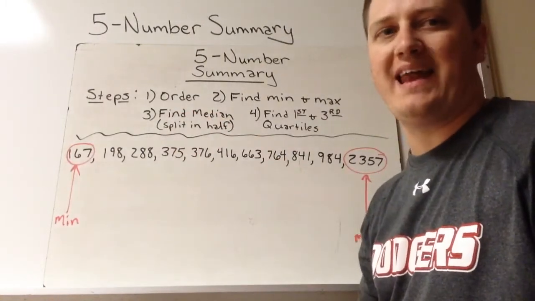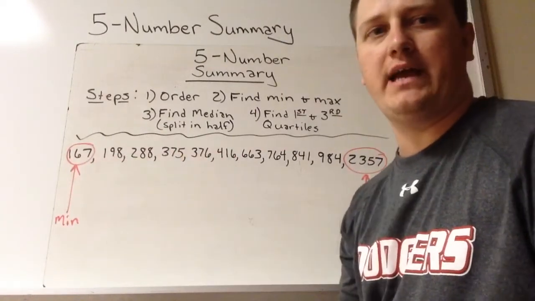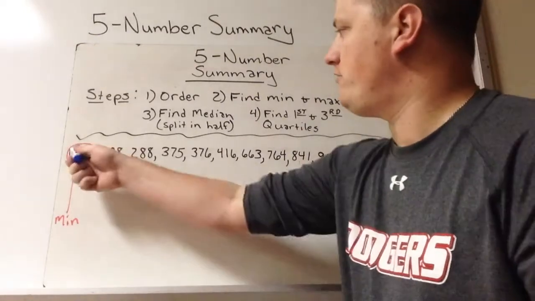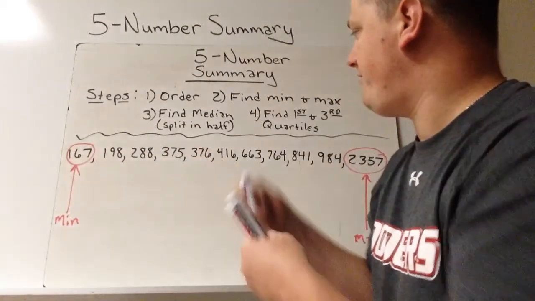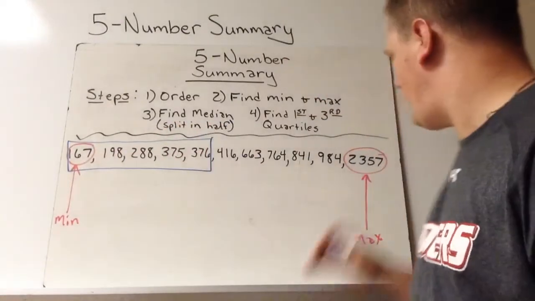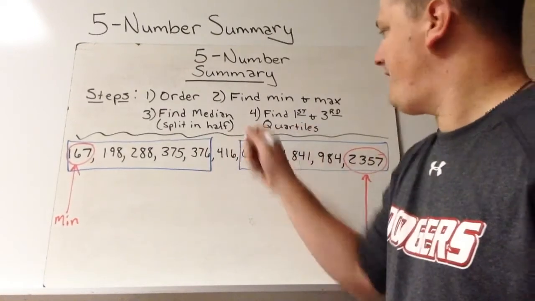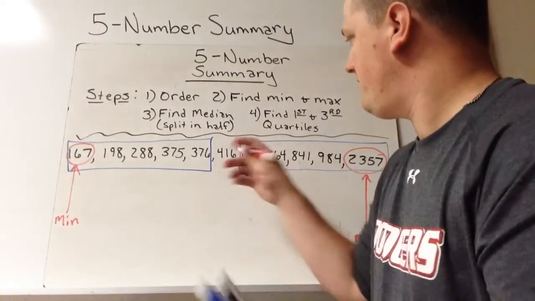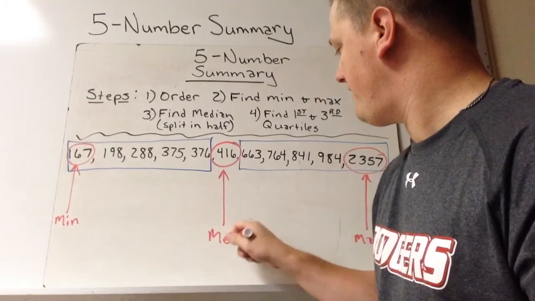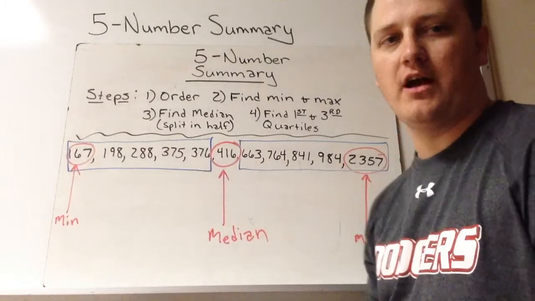So we need to cut our data in 2 halves. So we have 11 data points. So if we take 11 and divide it by 2, we get 5.5. So we need 5 in each half. So 1, 2, 3, 4, 5. So there's our first half, and 1, 2, 3, 4, 5. There's our second half. There's our median. Since there's an exact median, we don't have to average any.